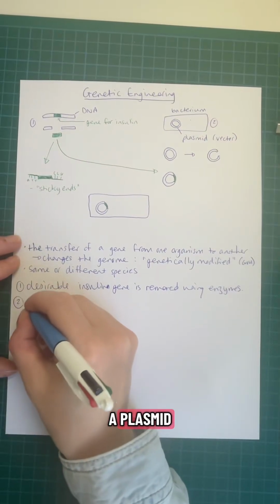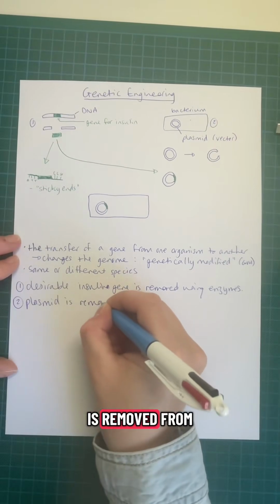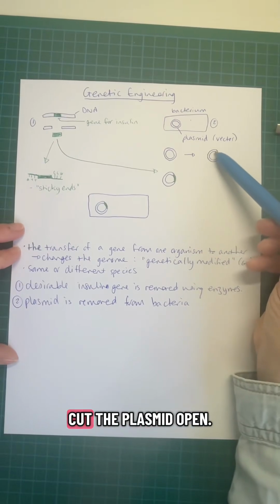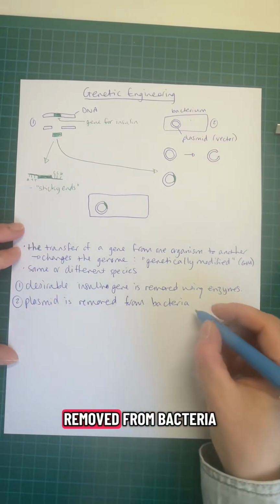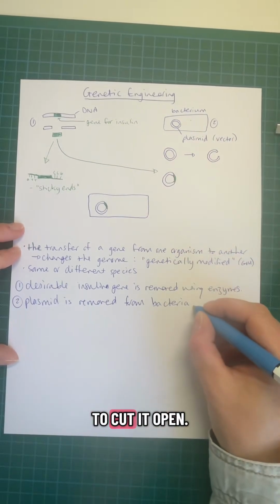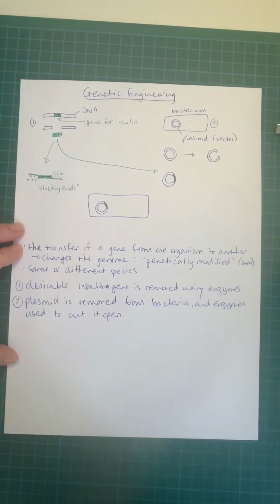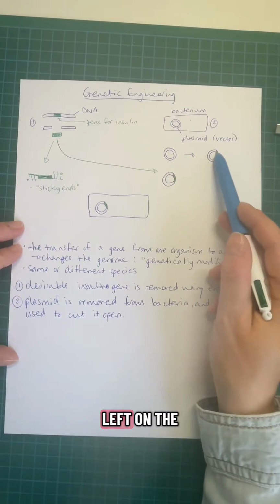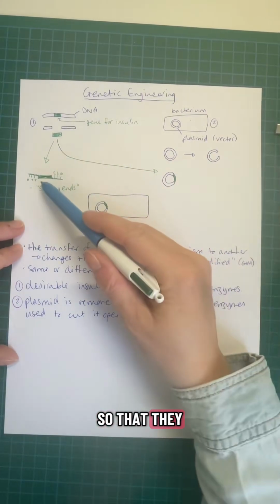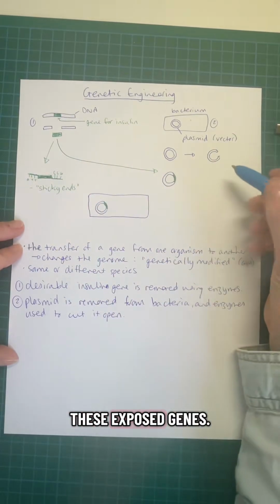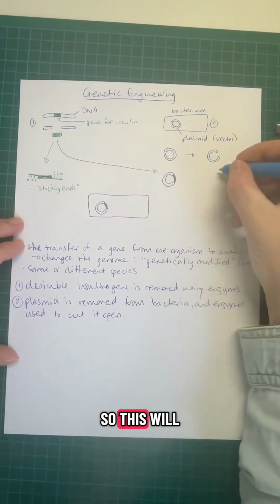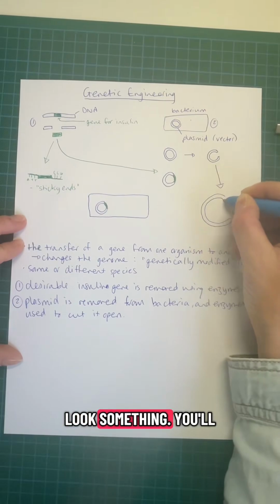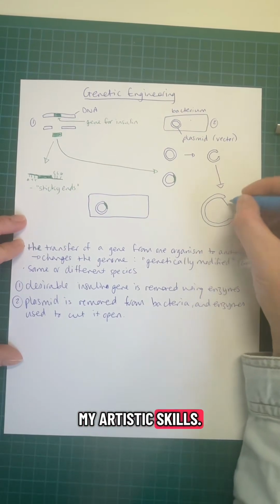So step 2, a plasmid is removed from the bacteria, and another set of enzymes will cut the plasmid open. So plasmid is removed from bacteria and enzymes used to cut it open. So as before with the desirable gene, sticky ends are left on the ends here and here so that they can then stick or bind to these exposed bases here. So this will look something like this. If we just expand this, you'll have to excuse my artistic skills.